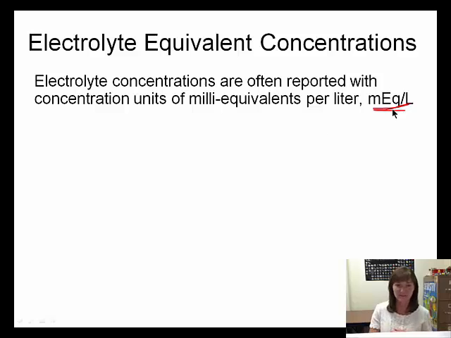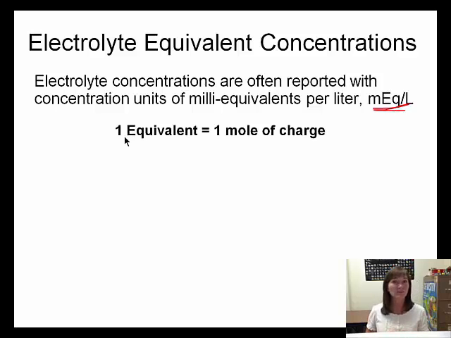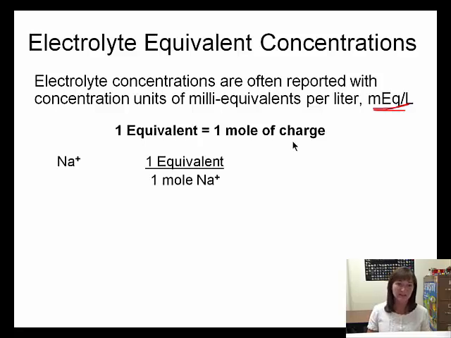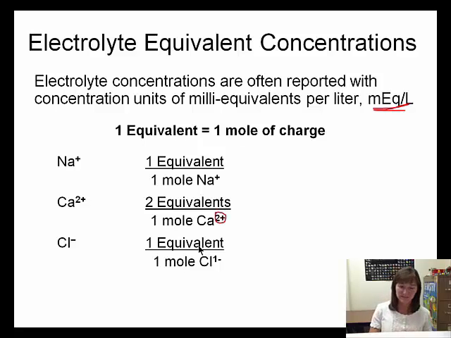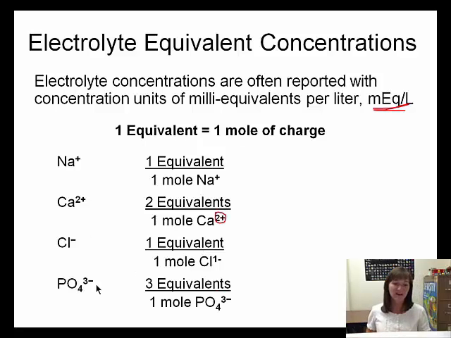So milliequivalents per liter. It turns out that 1 equivalent is equal to 1 mole of charge. So if I have a mole of sodium, I'm going to have 1 equivalent of charge. 1 mole of calcium, since I have a 2 plus here, is going to have 2 equivalents of charge. So for every 1 mole of calcium, I get 2 charges that come along with that. 1 mole of chloride ion is going to give me 1 equivalent. Notice they don't necessarily state whether it's a positive or negative charge. It just is an equivalent, whether it's positive or negative. The phosphate ion here, since it has a 3- charge, gives us 3 equivalents per every 1 mole of the phosphate.